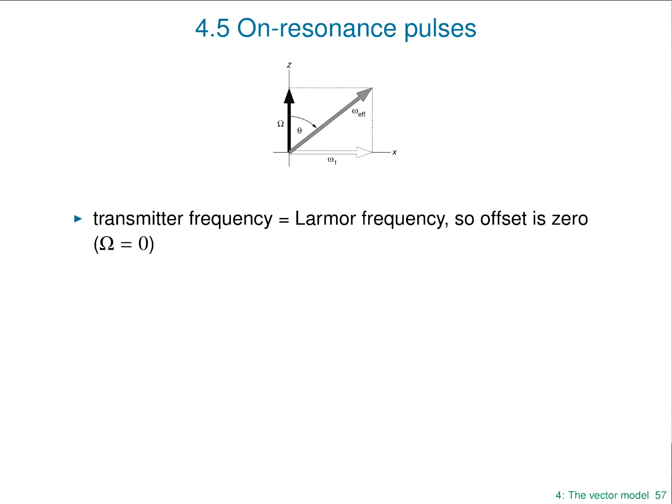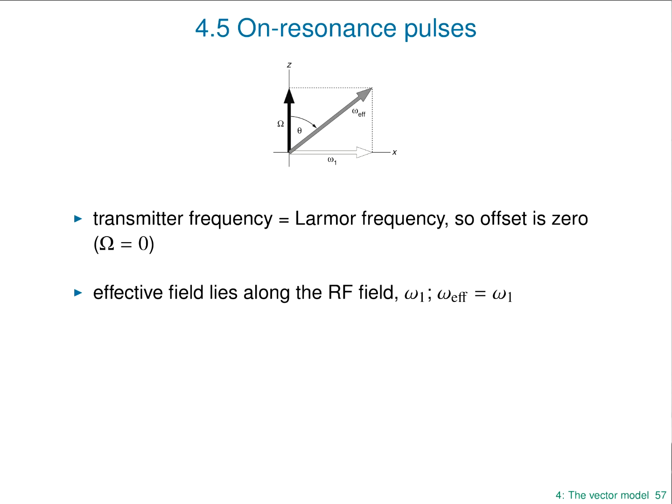Now the easiest one to think of first of all is what's called an on-resonance pulse. So if we imagine that we put the transmitter, the radio frequency transmitter, right on top of the Larmor frequency. So in other words, that makes the offset, which is the difference between these two quantities, 0. So this offset field omega just disappears completely to 0. So that means that omega effective must lie along where omega 1 is. In other words, it's just along the x-axis.